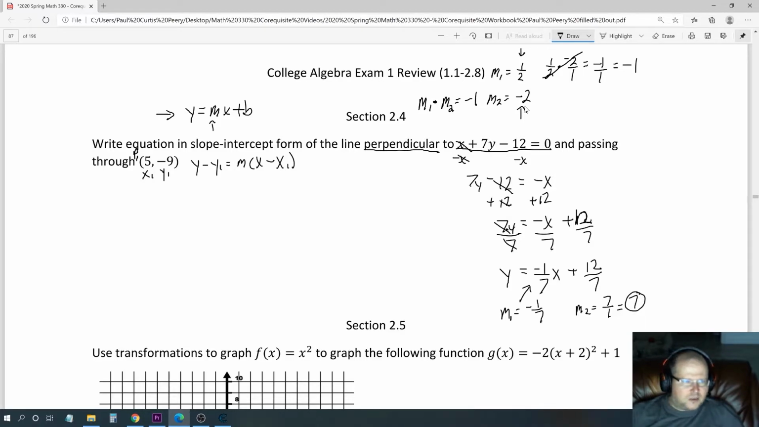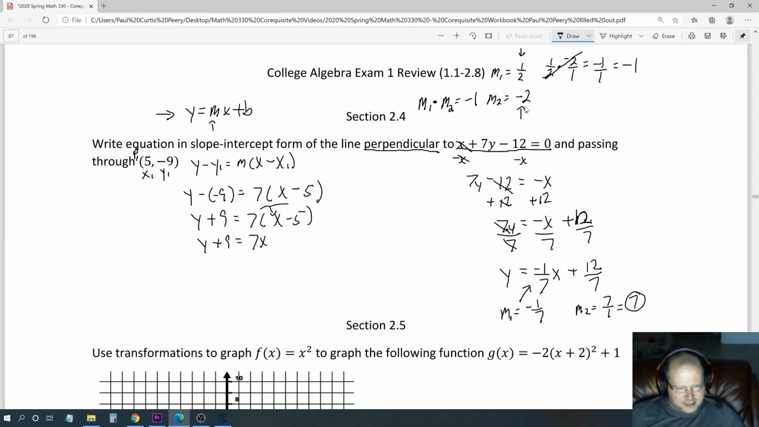We have our slope, we have a point, we have the information necessary to plug into this equation right here. So what's y1? y1 is equal to -9. What's m? m is equal to a positive 7. What's x1? x1 is equal to 5. Okay, now we simplify. Minus a -9 is y plus 9. We keep the 7, x minus 5. We distribute within the parentheses, so we have y plus 9 is equal to 7 times x, or 7x, and 7 times -5, which is -35.